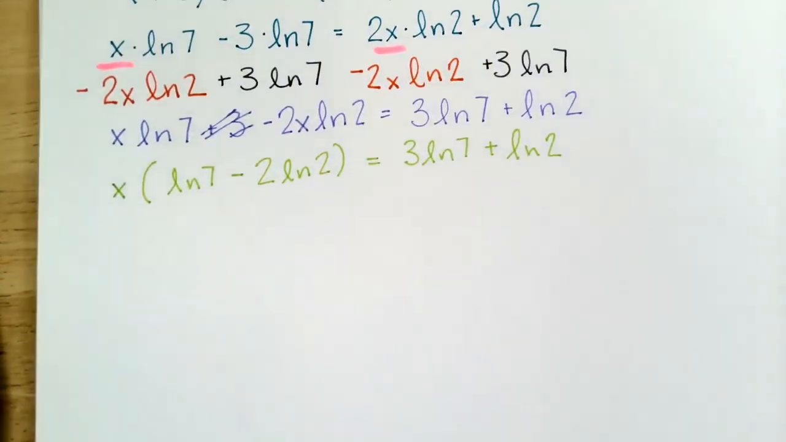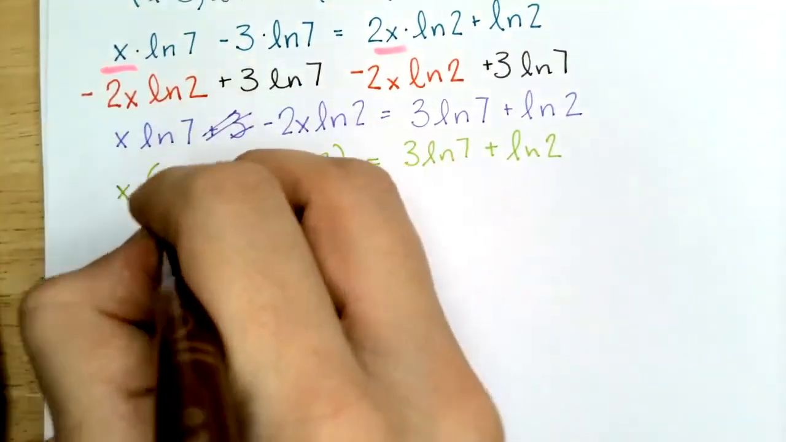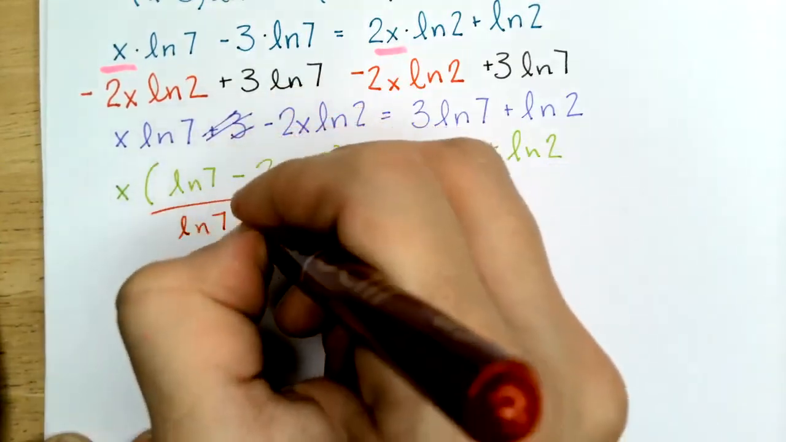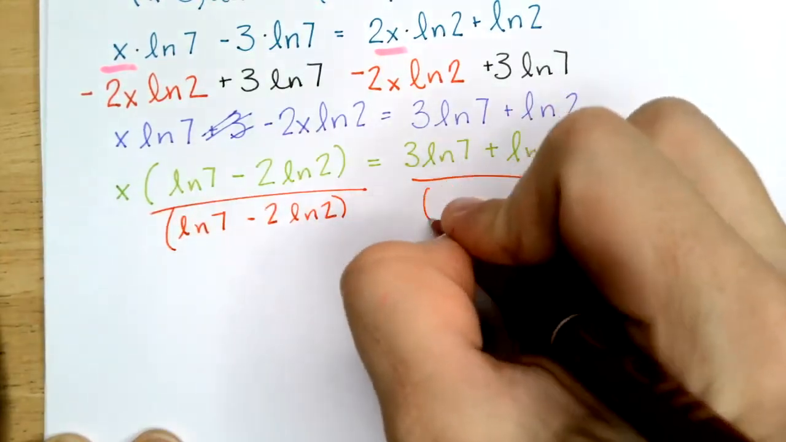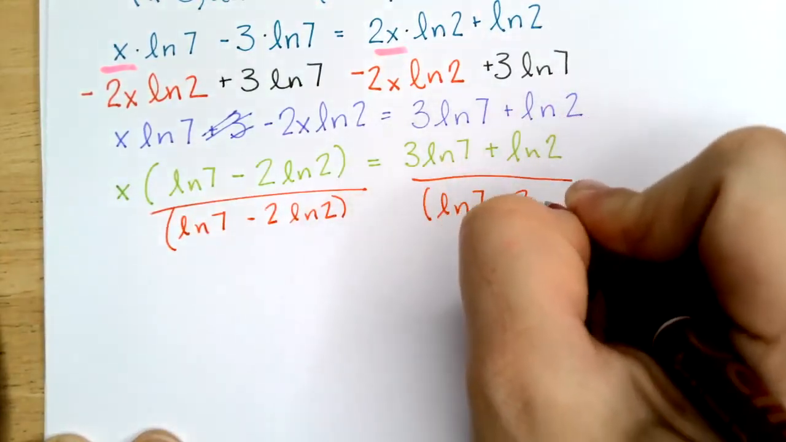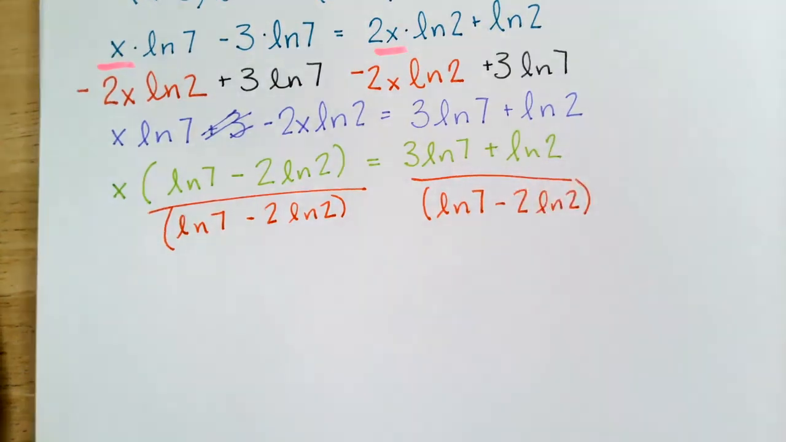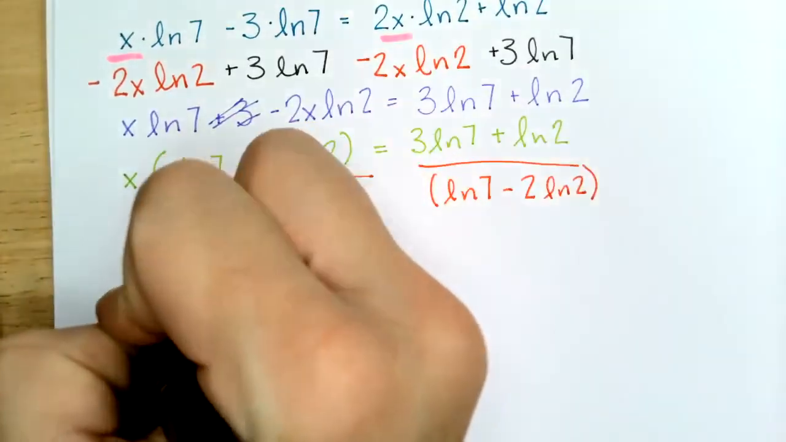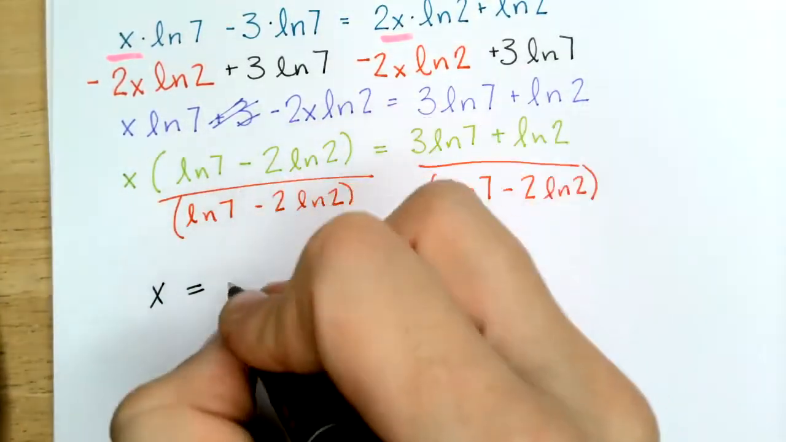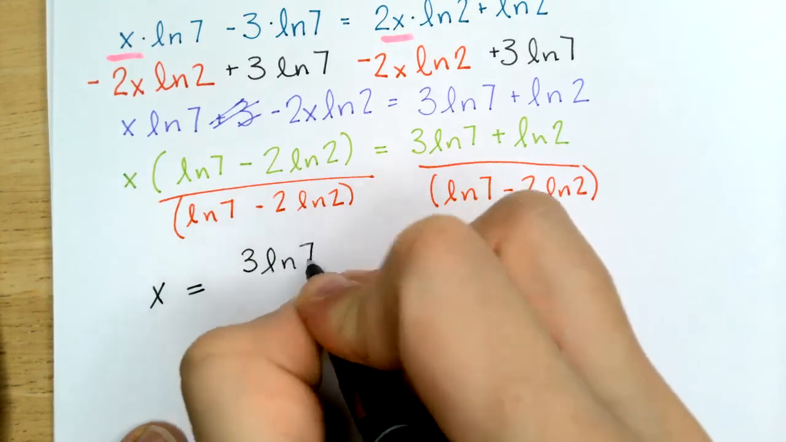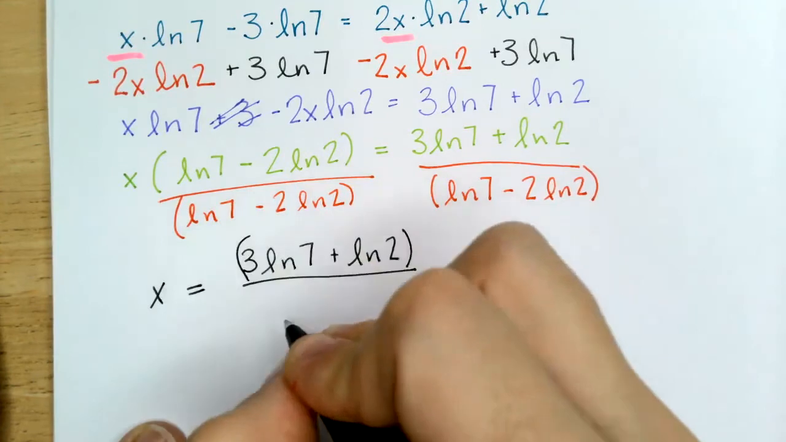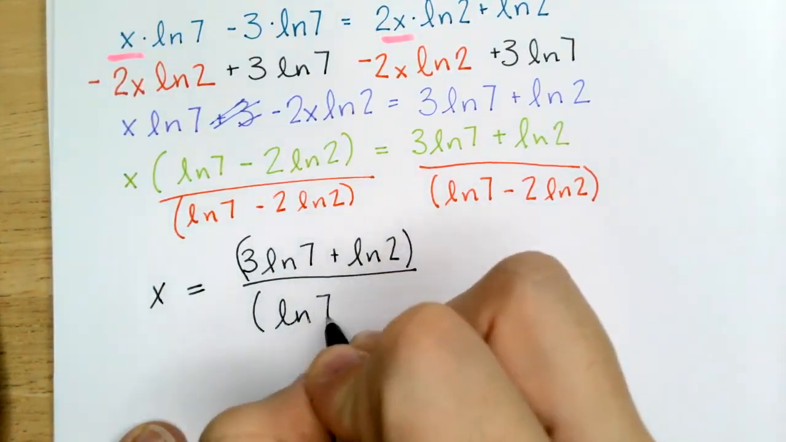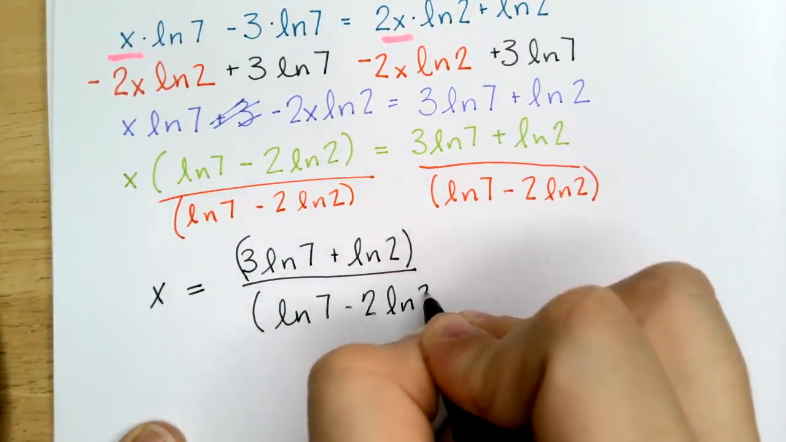All right. Now I'm going to factor out my x. So I'm going to say x times natural log 7 minus 2 natural log 2 equals, I didn't do anything to this side, so I'm just rewriting it. Okay. And now to get x alone, I'm going to divide both sides by this. Good. So x equals, this cancels, 3 natural log of 7 plus the natural log of 2 over the natural log of 7 minus 2 natural log of 2.